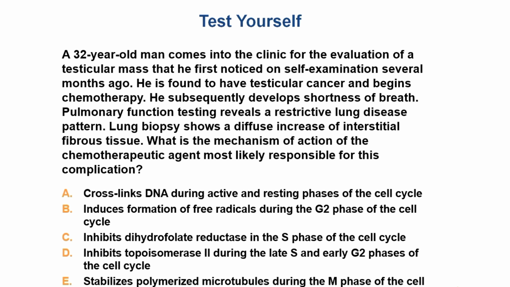Okay, let's do our final USMLE style question in the Hematology and Oncology chapter. A 32-year-old man comes into the clinic for evaluation of a testicular mass that he first noticed on self-examination several months ago. He is found to have testicular cancer and begins chemotherapy. He subsequently develops shortness of breath. Pulmonary function testing reveals a restrictive lung disease pattern. Lung biopsy shows a diffuse increase of interstitial fibrous tissue. What is the mechanism of action of the chemotherapeutic agent most likely responsible for this complication?